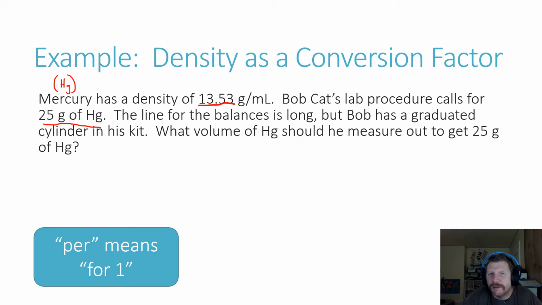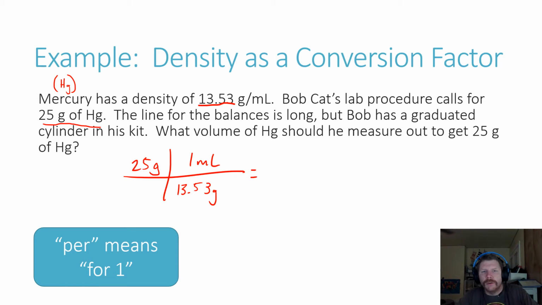So he needs 25 grams of this substance, and we want to know the volume. So I'll say 25 grams, and I'm going to use density as my conversion factor. So I'm going to say 13.53 grams and 1 milliliter, because I know that if I have 1 milliliter, it has a mass of 13.53 grams. What I want to know is what volume of mercury do I need? So I'll set this up so I cancel out my grams and am left with a volume. So I'll say 25 divided by 13.53.